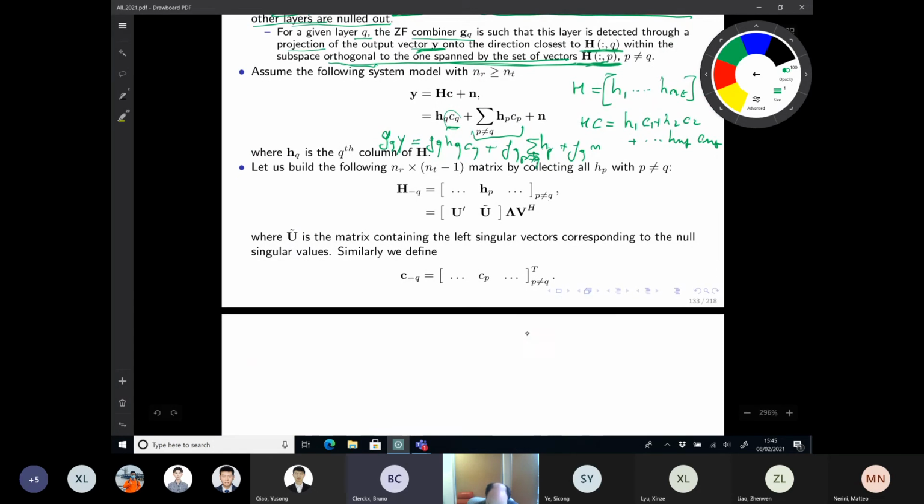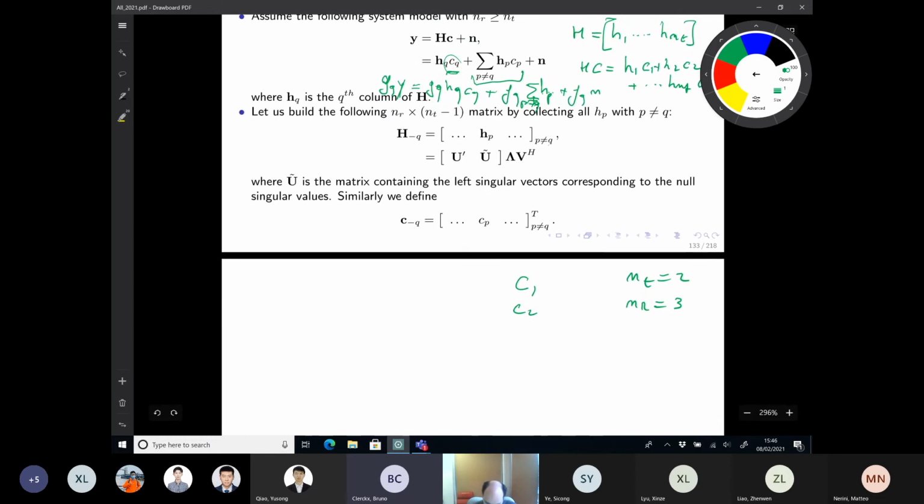Okay, so let's say I have C1, C2, 2 transmit antennas, and I have 3 receive antennas. Now let me take something a bit more complicated. I have 3 and 4. So I have C1, C2, C3, 3 antennas, and I have 4 receive antennas.